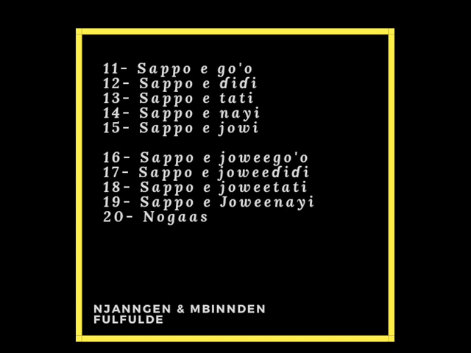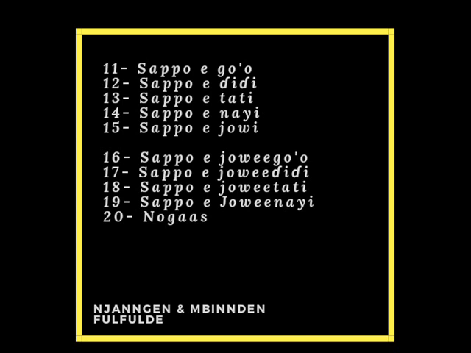Now, 11 is 10 plus 1, then we say sappo e go'o. 12 is sappo e didi. 13 is sappo e tati. 14 is sappo e nai. 15 is sappo e joy.